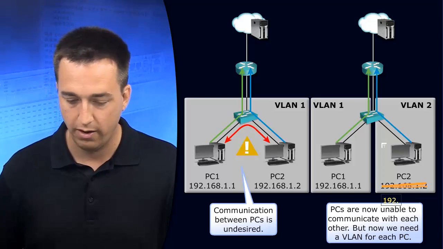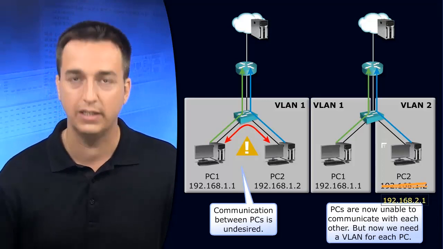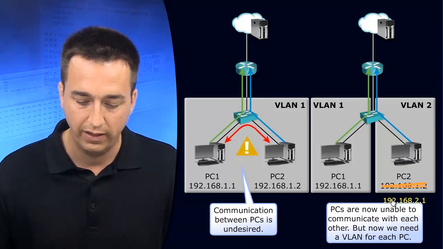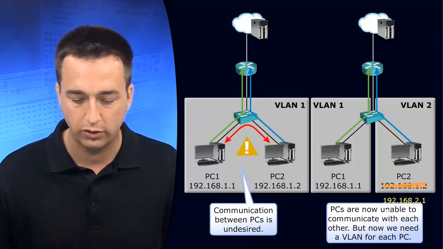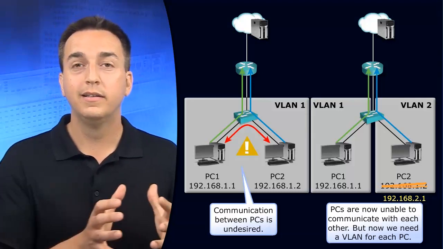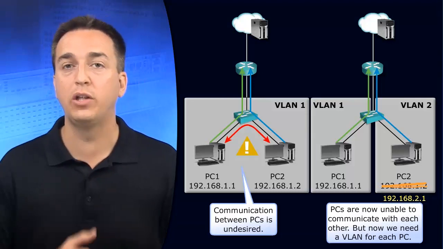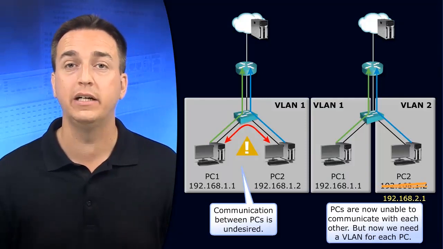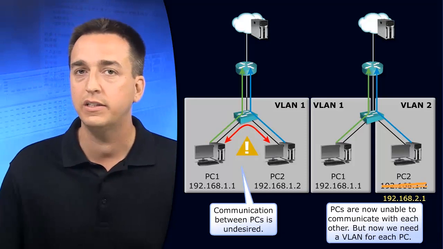So 192.168.2.1 is an example. And then everybody in VLAN 3 and VLAN 4 and VLAN 5 and so on and so forth, they'd all have a different subnet that they belong to. So the addressing can get a little crazy here. And the number of VLANs could get crazy as well.